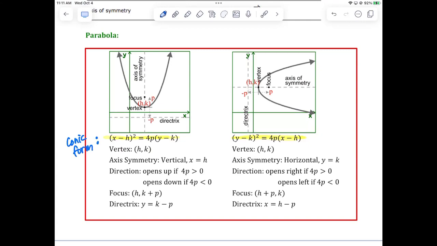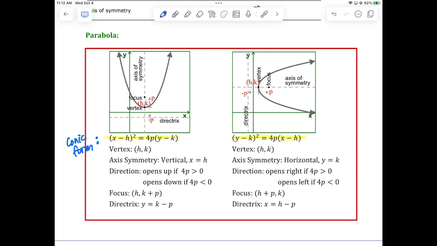What is conic form? If it opens up or down, we still have our x being squared. We're used to seeing x squared. If it opens up, x squared is positive. If it opens down, x squared is negative. But we isolate the x squared piece, and we let everything else go to the other side. So this is the form we're looking for: x minus h squared is equal to some number, which we're going to call 4p, times y minus k.